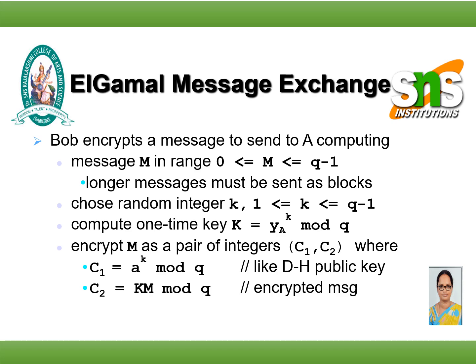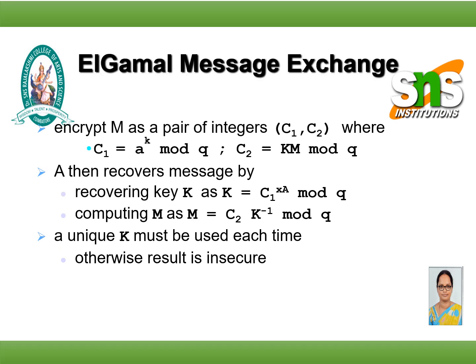For encryption, think of the message M as a pair of integers C1 and C2, where C1 = a^k mod q and C2 = Km mod q. C1 computes a DH public key, and with C2 we are encrypting the message. So the encryption of a message is a pair of integers C1 and C2, where C1 = a^k mod q and C2 = Km mod q.